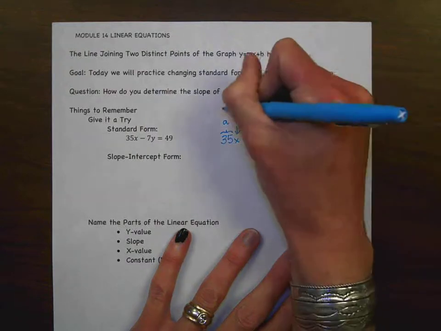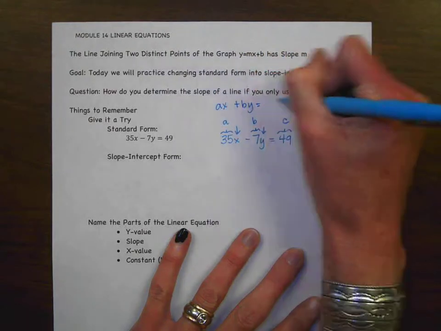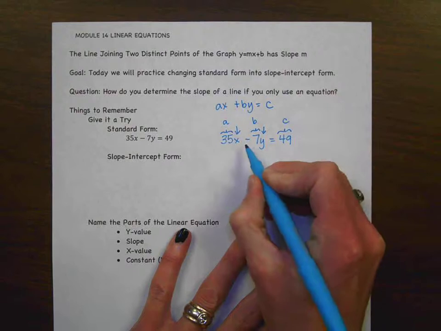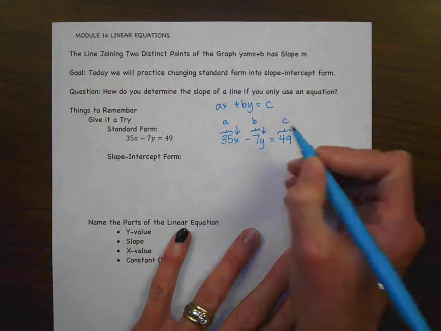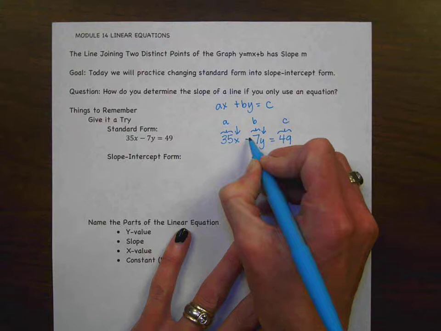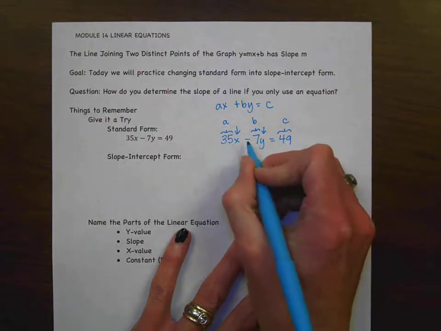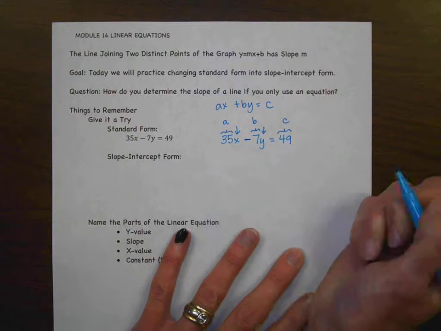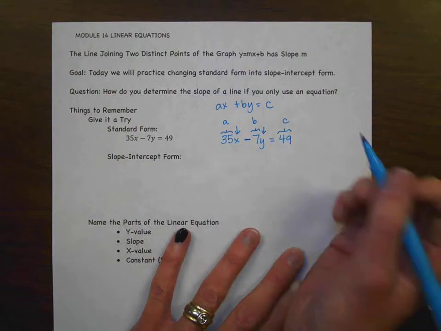So if we go back to standard form, it's ax plus by equals c. Is it okay to have minus 7y? And the answer to that is yes, because subtraction is the same as adding the opposite. So if you want to change it to say plus by, then you would say plus a negative 7y, which is exactly the same thing. I'm going to go ahead and leave it like this because it helps me see what it is that I have to do to rearrange things.